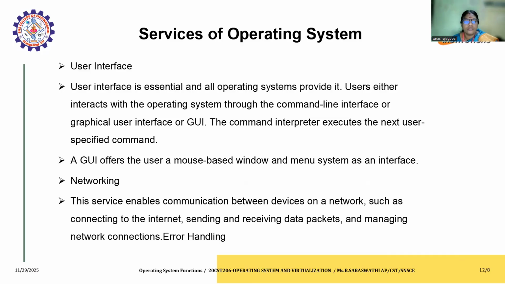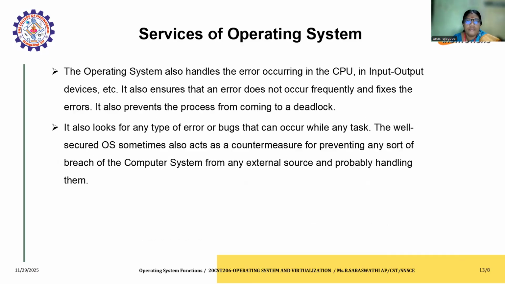Error handling. One of the main activities is error handling. It handles errors occurring in the CPU, I/O devices, etc. It also ensures that errors do not occur frequently. It looks for any type of error or bug that can occur in a task. It acts as a countermeasure, protecting the computer system from any external sources and handling them.